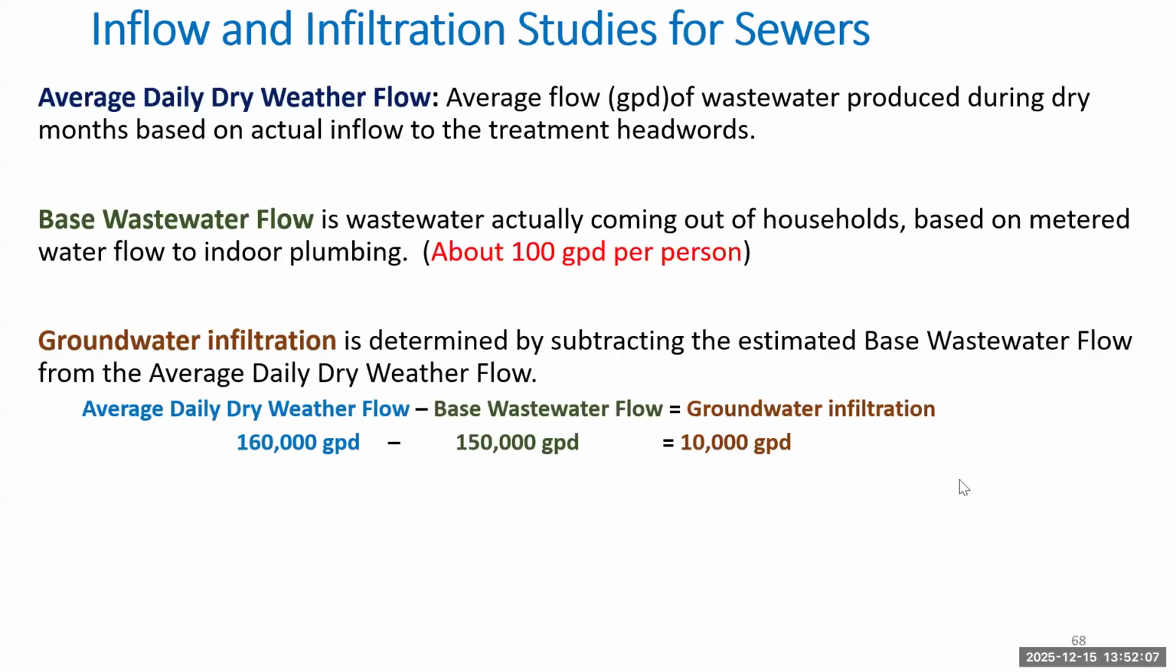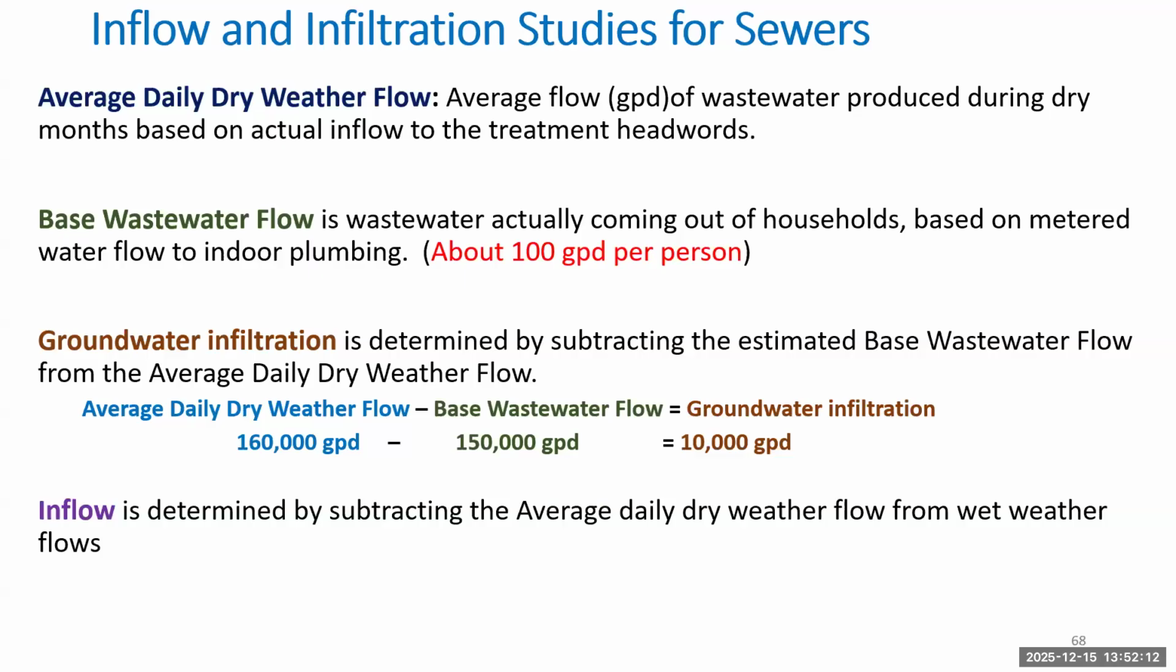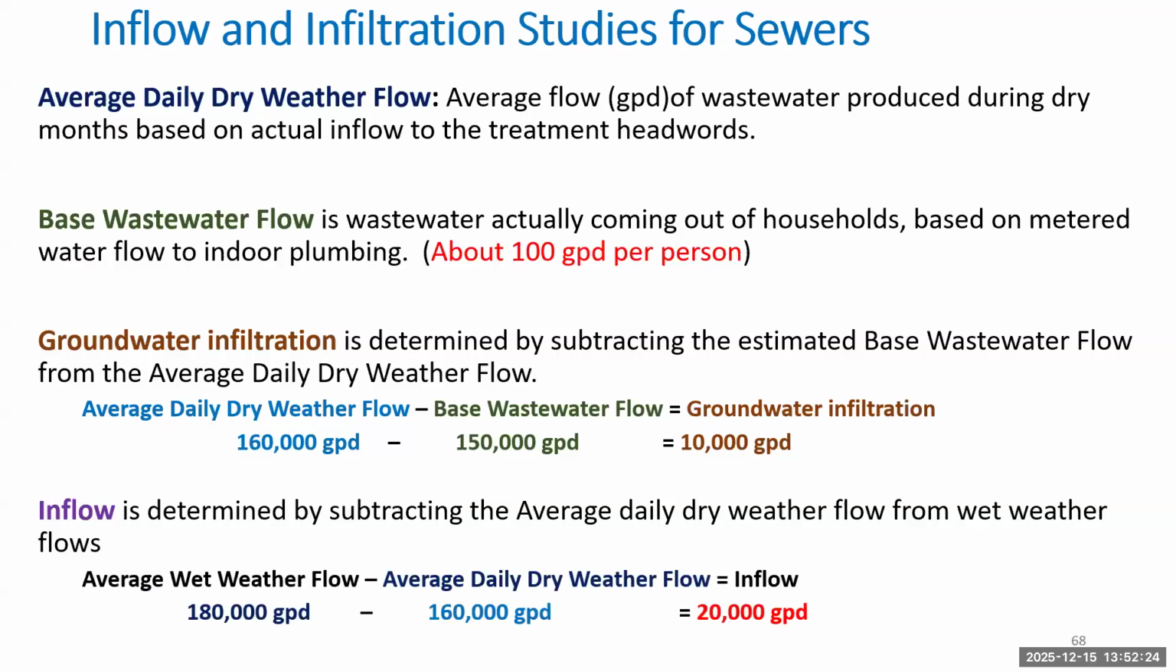We also want to know about wet weather flow. To determine inflow, we have to compare the wet weather flow to the dry weather flow. So we would look at the average wet weather flow. In this case, these are just made up examples, not taken from an actual system. The average wet weather flow, let's say it's 180,000 gallons per day, minus the average daily dry weather flow of 160,000 gallons per day. That would give us a difference of 20,000 gallons per day.